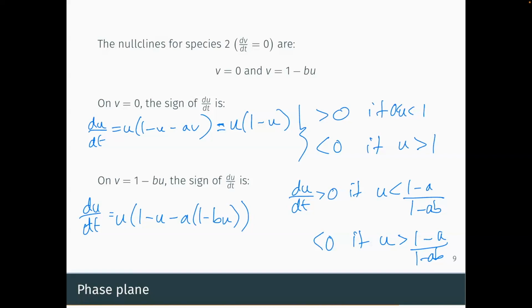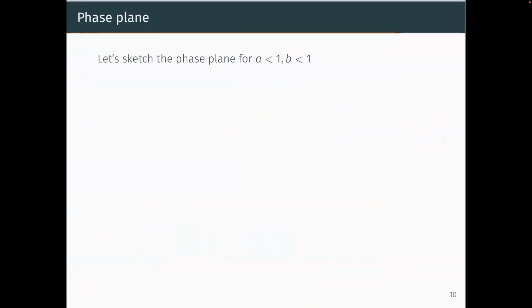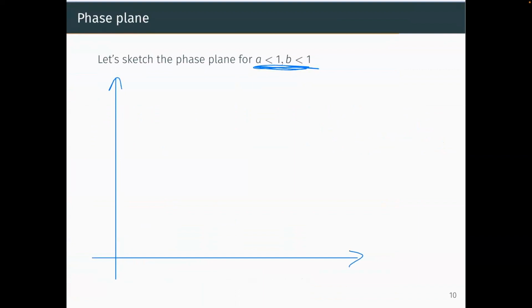Okay, so we now have all the ingredients we need to have a go at sketching the phase plane. So let's have a go at doing that. And we're going to do this for the case when a and b are both less than 1 to start with. So first thing, set up your axes. You have u on the horizontal axis, v on the vertical axis. This is arbitrary. It doesn't matter which way around you do this. You get the same qualitative result.